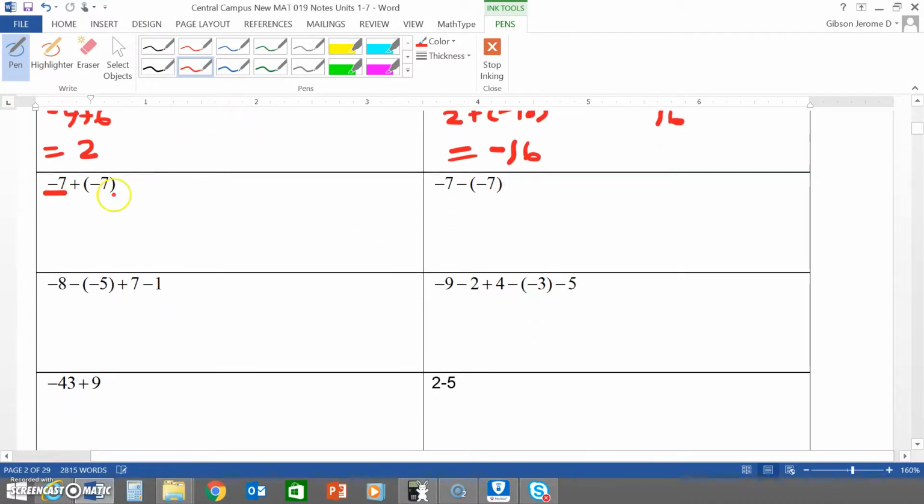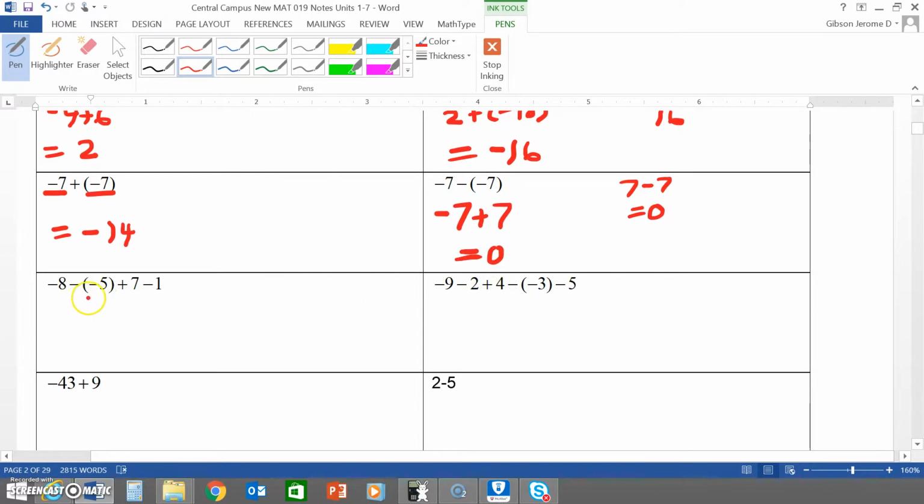Now we have negative 7 plus a negative 7. Remember, we add these together, which would be 7 and 7 is 14, and carry a sign, so it'll be a negative 14. Now we have negative 7 minus a negative 7. So this will become negative 7 plus 7. Now you notice they have opposite signs, so we will subtract. 7 minus 7 is 0, so we know our final answer is 0 here.